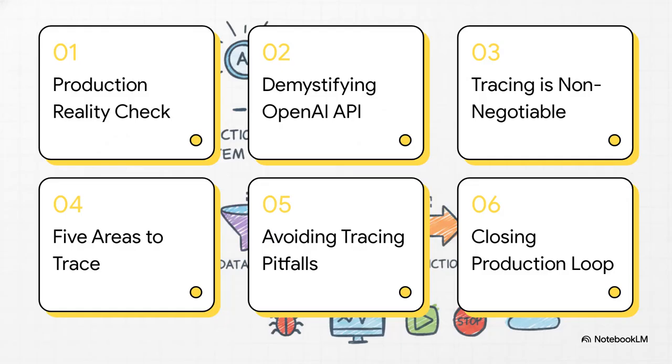So here's our roadmap to fix your production woes. We'll cover 1. The production reality check. 2. Demystifying the OpenAI API. 3. Why tracing is non-negotiable. 4. 5 essential areas to trace. 5. Avoiding common tracing pitfalls. And 6. Closing the production loop.